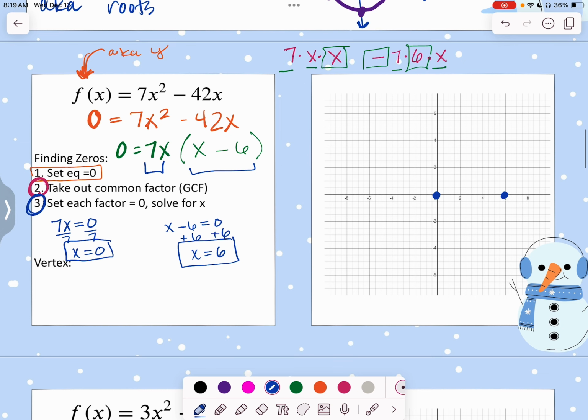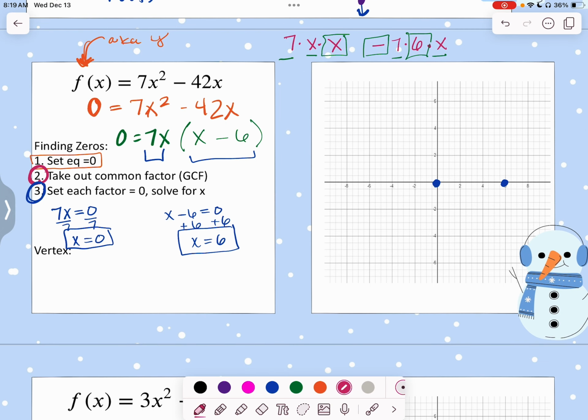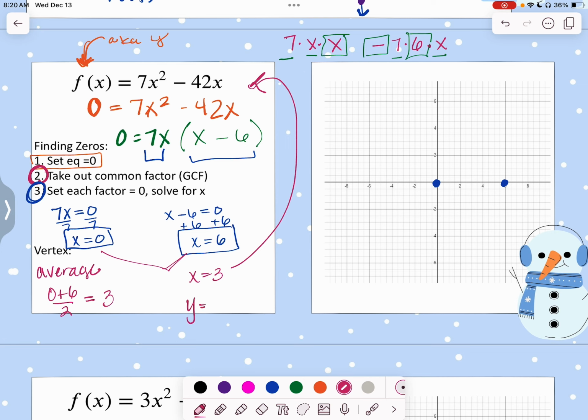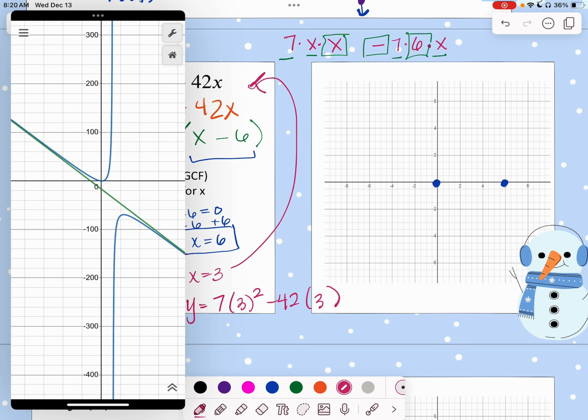Okay, how about the vertex? How do I know where the vertex is? The vertex is halfway between these two things. So what is halfway between 0 and 6? This one's not too tough. That's x equals 3. You can just find the average. We can add 0 plus 6 divided by 2 equals 3. That's my x value. To find my y value, I need to plug it in up here. This I'll probably use my calculator for. So if I say y equals 7 times 3 squared minus 42 times 3.